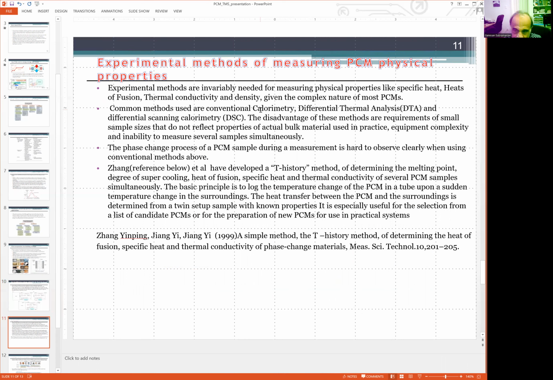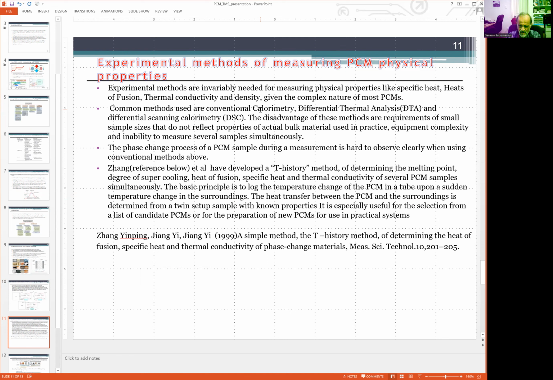Now, how do we determine experimentally the physical properties of PCMs, like specific heat, density, and thermal conductivity? Experimental methods are needed very much because of the complex nature of most PCMs. Common methods are conventional calorimetry, differential thermal analysis, and differential scanning calorimetry. The disadvantage of these methods is the requirement of small sample sizes that do not reflect the properties of the actual bulk material that will be used in practice in the building, and the equipment complexity.